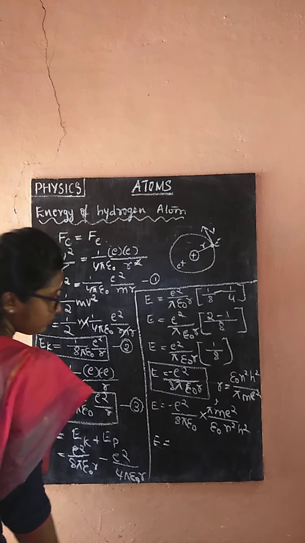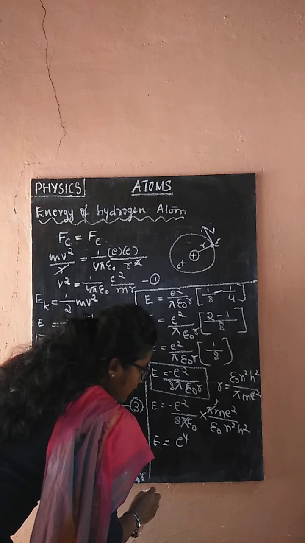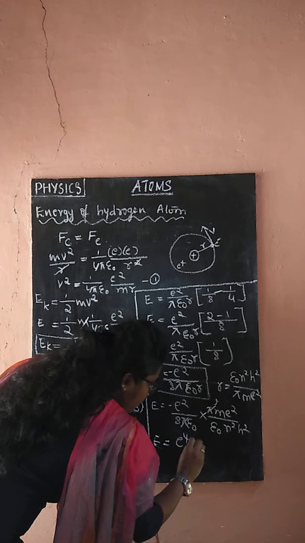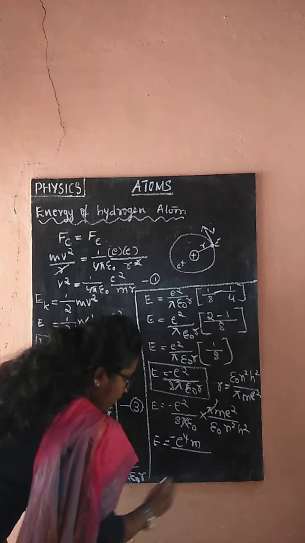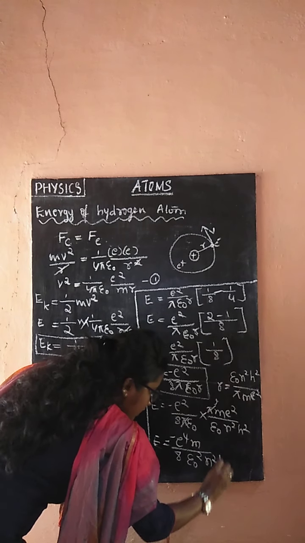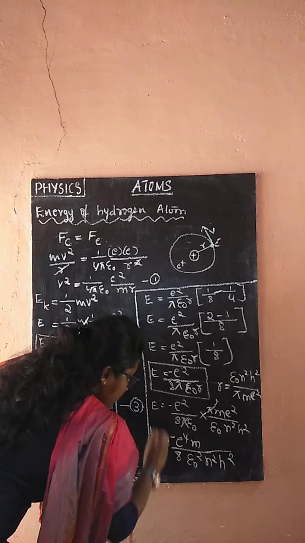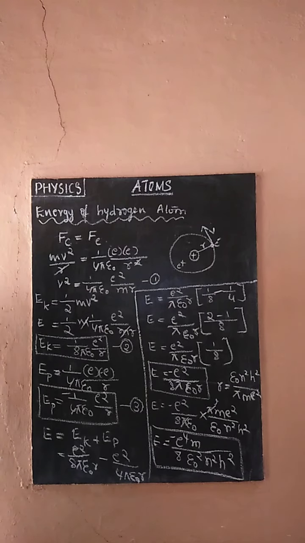Then I will be getting e to the power 4, this pi cancels. E to the power 4 m by minus e to the power 4 m by 8 epsilon naught square n square h square. This is the formula for the energy of a hydrogen atom: minus e to the power 4 m by 8 epsilon naught square n square h square.